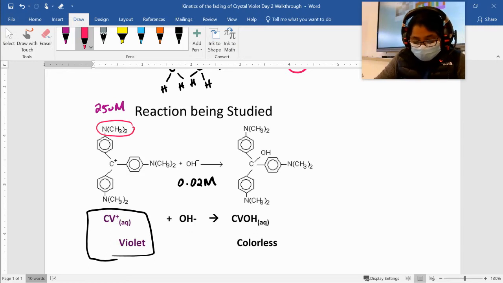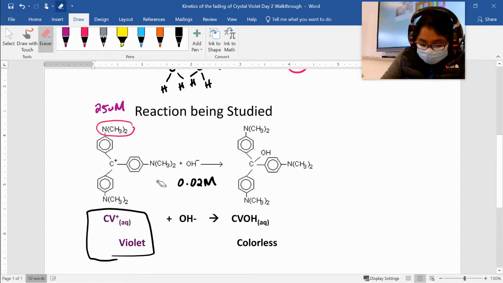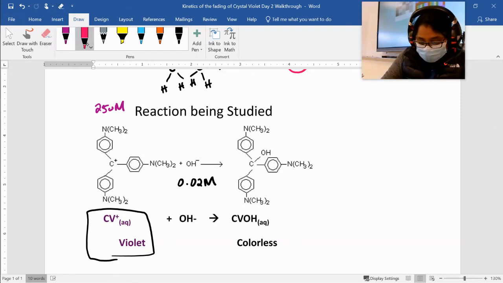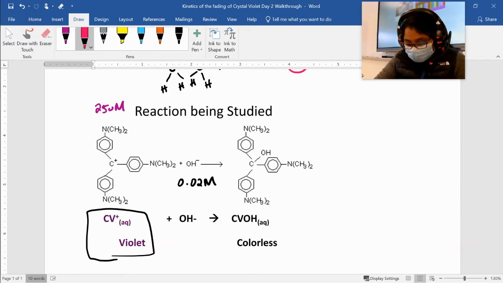Okay, again, I want to show you a different way of drawing. Here, the methyl groups are not drawn. They just tell you that the nitrogen is connected to 2 methyl groups, like that, okay? And they expect you to know that it's like that. I just don't want you to get confused. If you're looking at bonding or geometry, you should know that there are 2 methyl groups there, okay? Now, you're going from purple to colorless when 25 micromolar solution of crystal violet reacts with a 0.02 molar solution of sodium hydroxide. Now, compared to the 25 micromolar, the 0.02 is pretty high in concentration, okay?